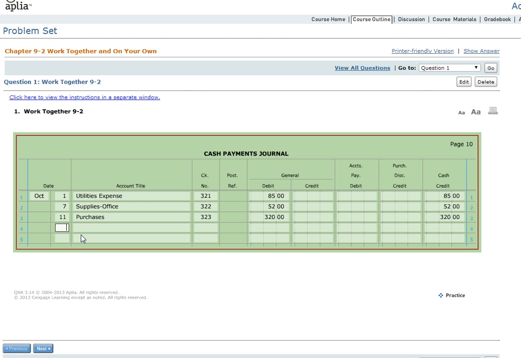On the 17th, we paid cash on account to West Supply covering purchase invoice number 199, $3,420 less a 2% discount. If you take $3,420 and multiply that by 2%, you're going to get $68.40. So let's put in on the 17th, West Supply, check number 324.